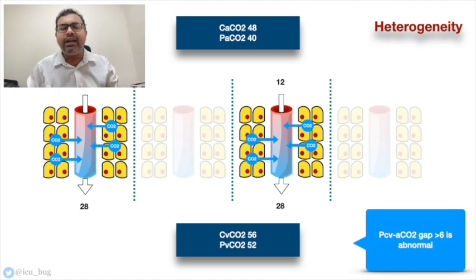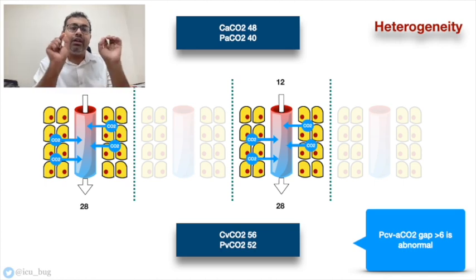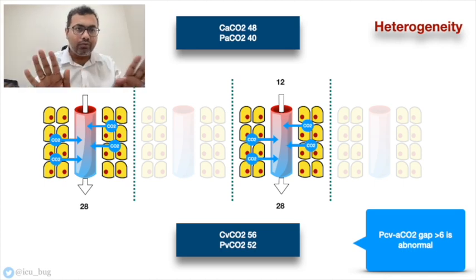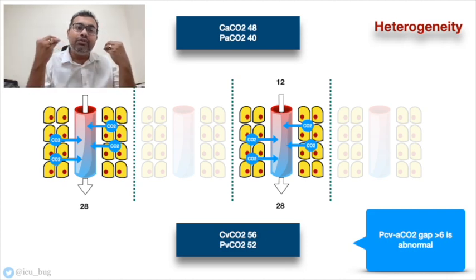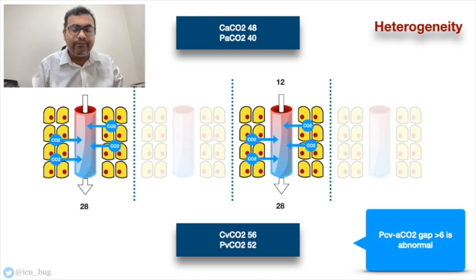It is very important to realize that the PvA-CO2 gap in itself is not a marker of tissue perfusion. No, it is not a marker of tissue perfusion. It is a marker of adequacy of tissue flow. Okay.